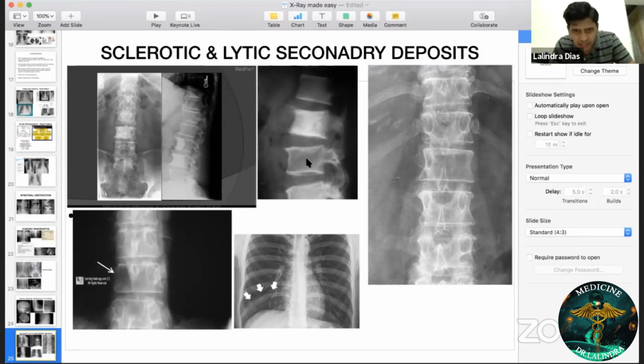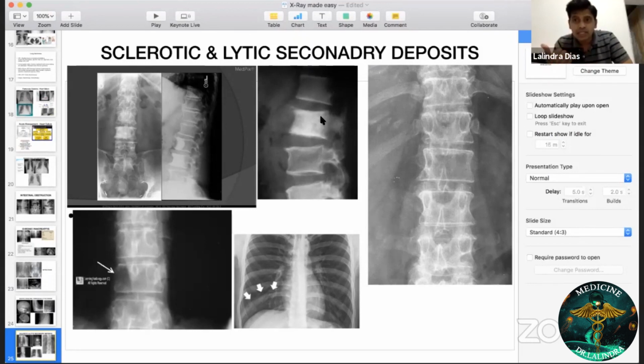And look at this lumbosacral spine X-ray. Can you see this vertebra? It stands out white. Why is that? That is because there are sclerotic metastatic deposits in that vertebral body. Sclerotic. So what are the cancers which can cause sclerotic metastatic deposits?